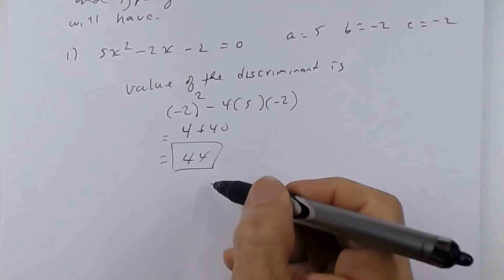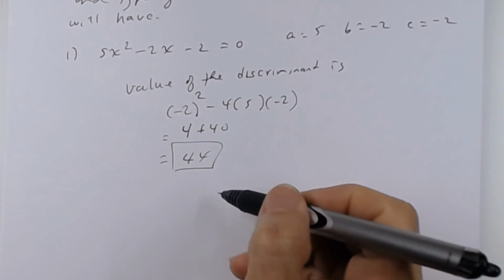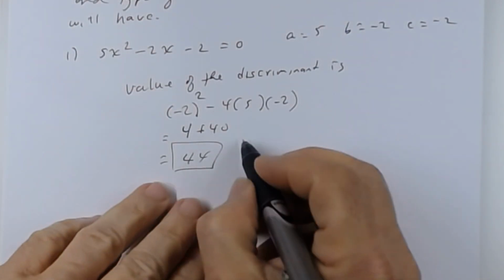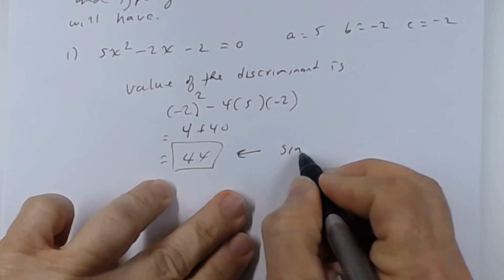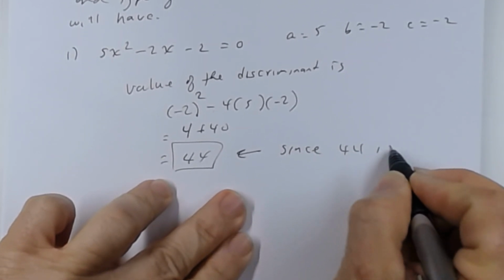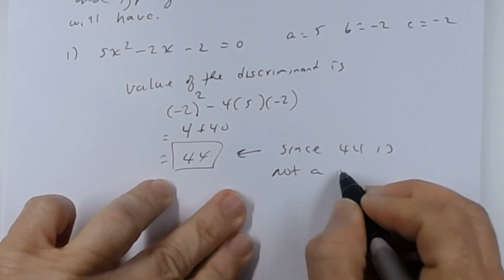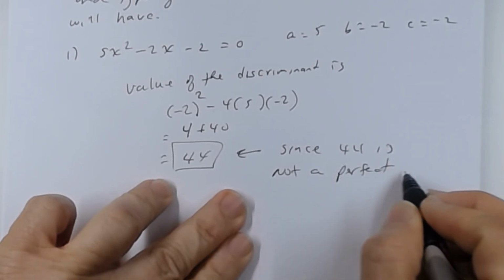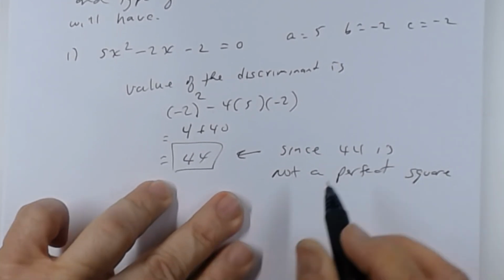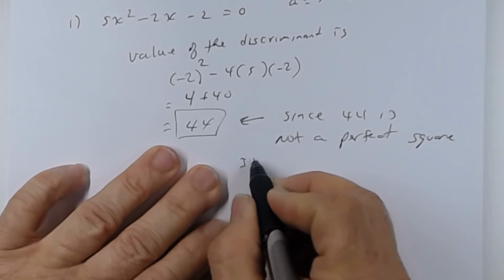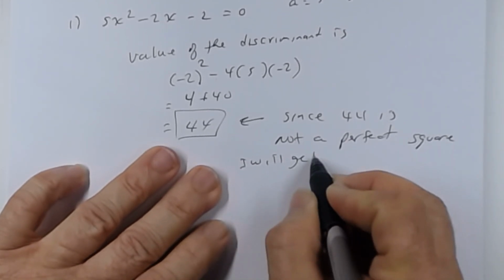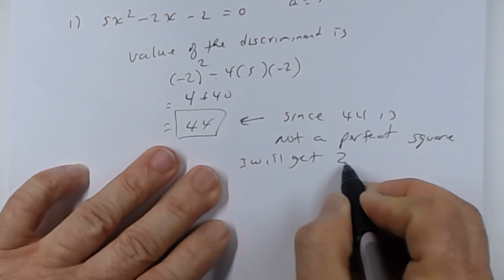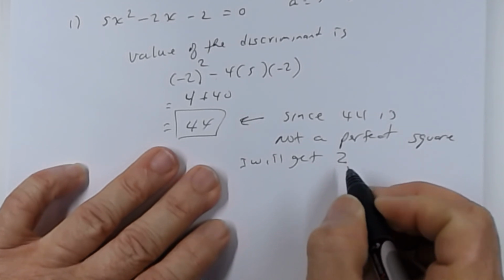All right? So here's the idea. 44, you're going to ask yourself, is 44 a perfect square? Yes or no? No. So since 44 is not a perfect square, I will get 2 irrational solutions.